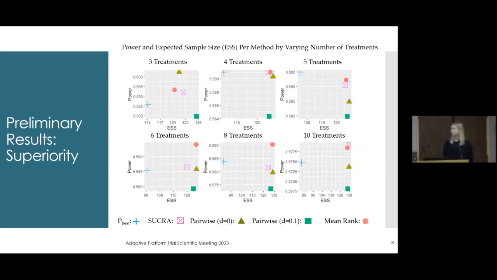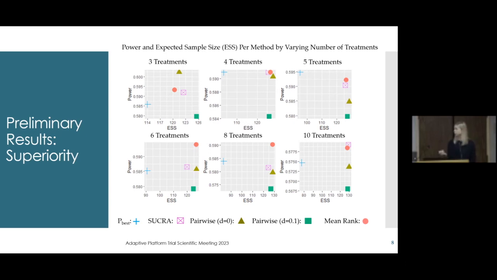So here are some very preliminary results based on these simulation studies. We looked at 2 scenarios. So this is a superiority scenario. And in this, we basically assigned 1 treatment to perform better than the rest of the treatments. And we wanted to see how well each method could identify that treatment and stop the trial.